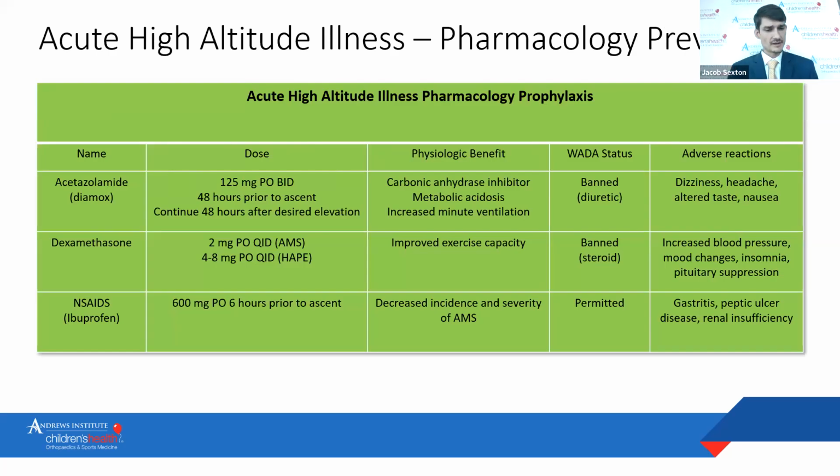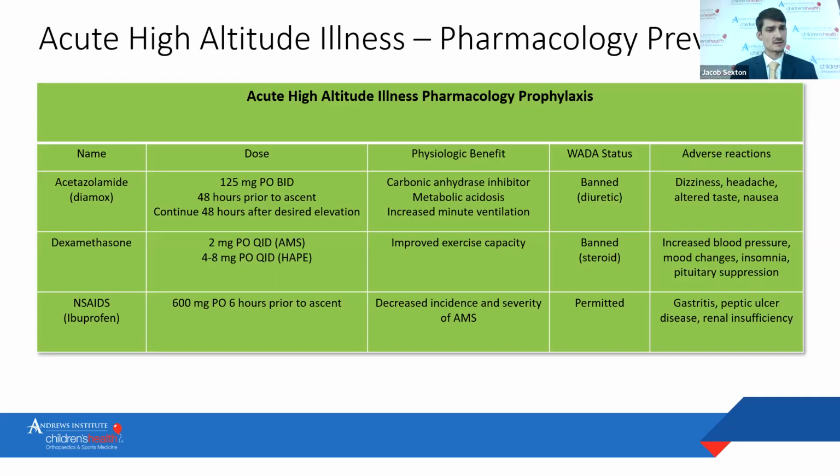So can we prevent high altitude sickness and acute mountain sickness? The answer is yes and no. The reason being is that most of the medications we use for preventative purposes for acute mountain sickness are banned by the World Anti-Doping Agency. If you have somebody who's more of a recreational athlete, who's not under strict guidelines such as the NCAA or WADA, you can consider a few medications.